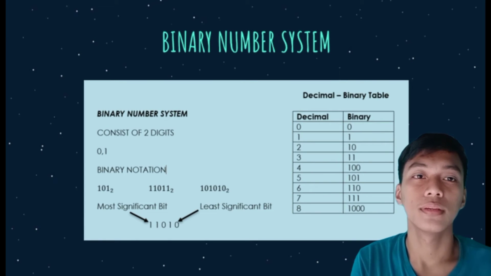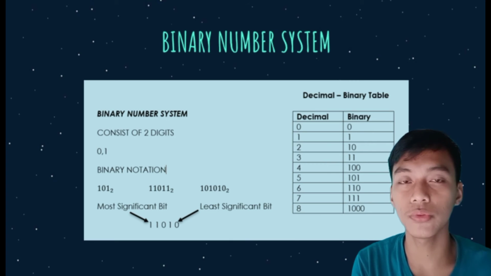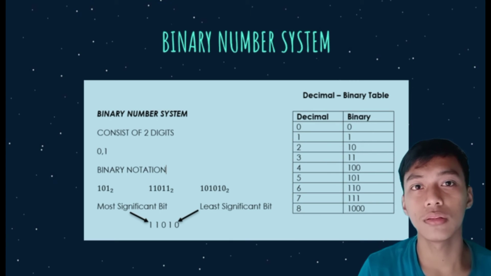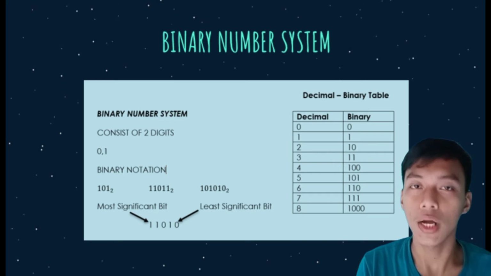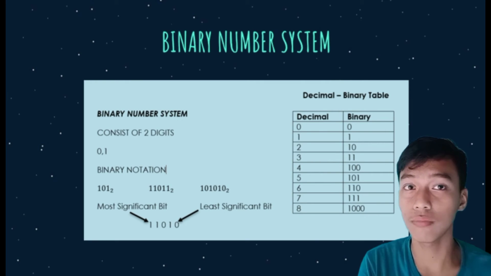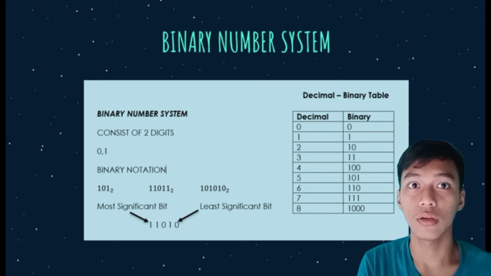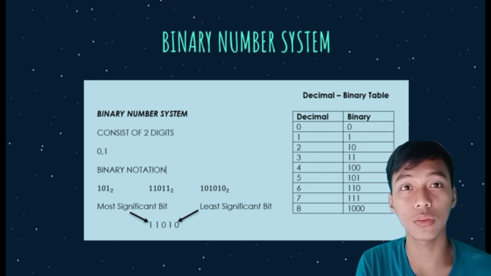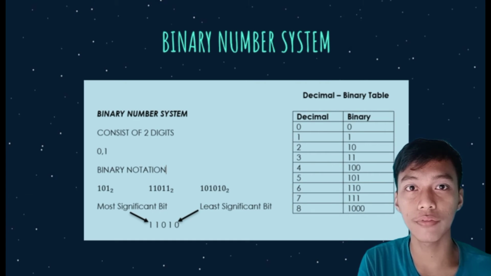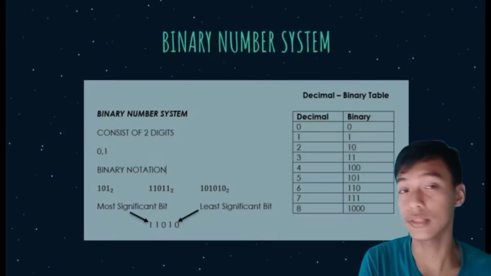Binary number system. It consists of two digits, 0 and 1. It is written with a subscript of 2. This is an example of binary notation: 101 sub 2, 11011 sub 2, 101010 sub 2. Let's just say this given value 11010. Each one of them is what we call a bit. The rightmost value is the least significant, while the left side is considered the most significant. We have here a table reference that gives us the given values from decimal to binary. So it's just a reference.